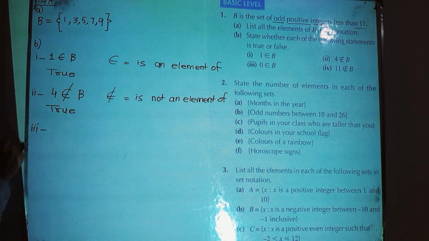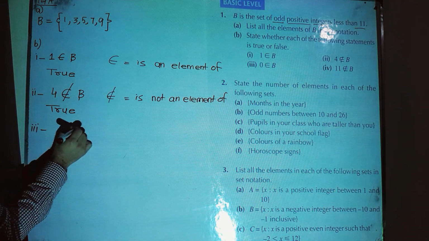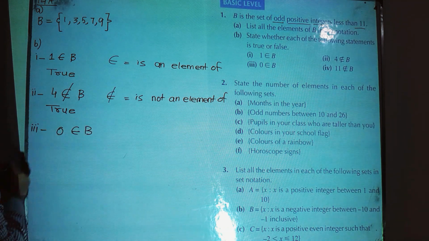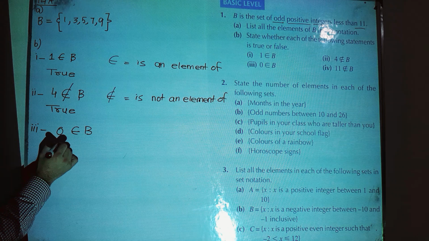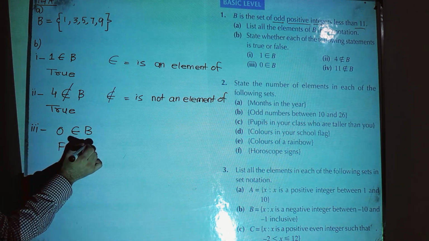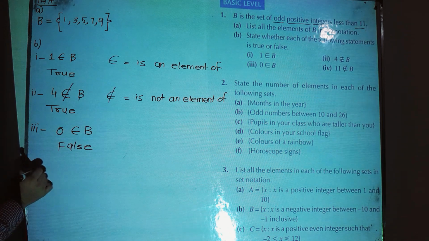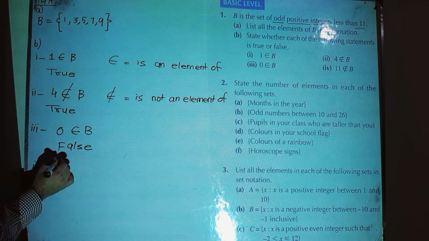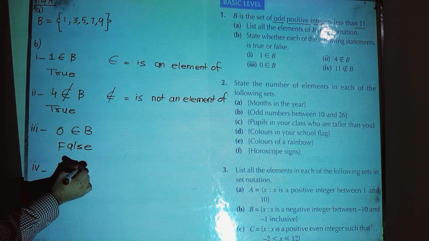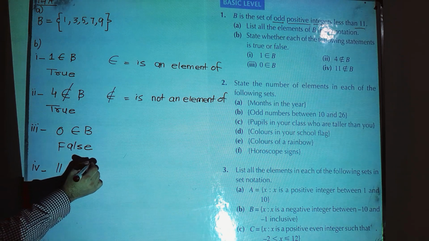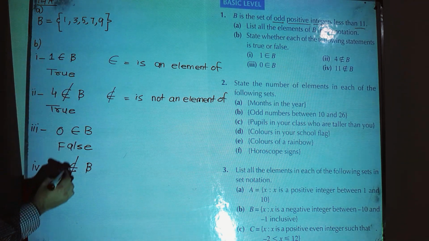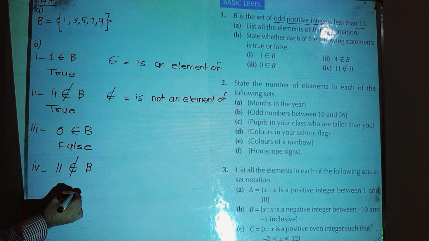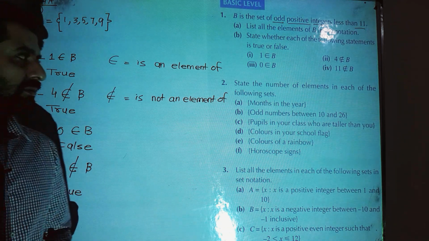So part number 3, 0 is an element of B. No, 0 is an element of B. No, we don't have 0 in this set of B. So this is false. And in part number 4, 11 is not an element of B. Yes, 11 is not part of B. So this is true. This is answer for question number 1.